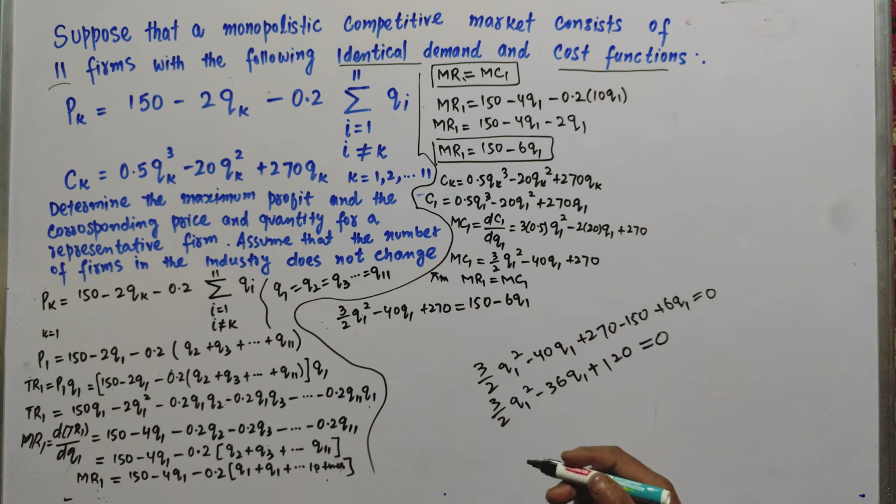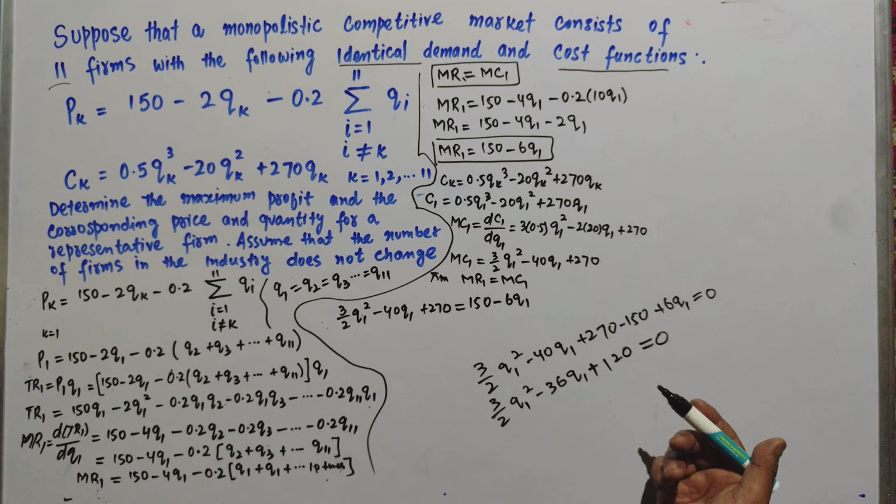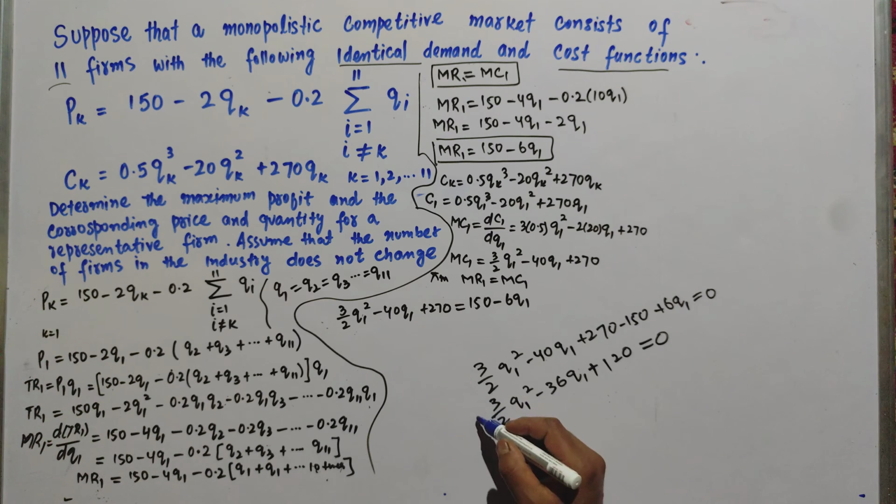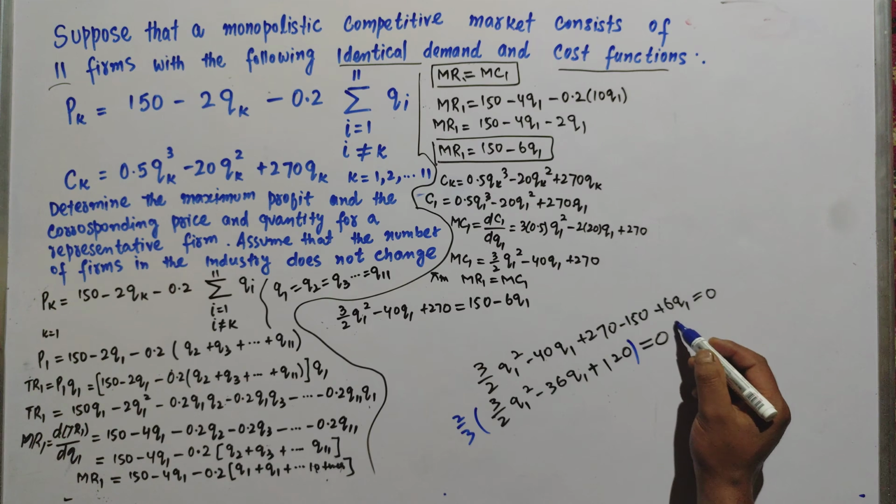Let's write it in the standard form of quadratic equation. That means we have to get rid of the coefficient of q1 square. So what will we do? Let us multiply both sides by 2 upon 3. Here also we multiply by 2 upon 3.